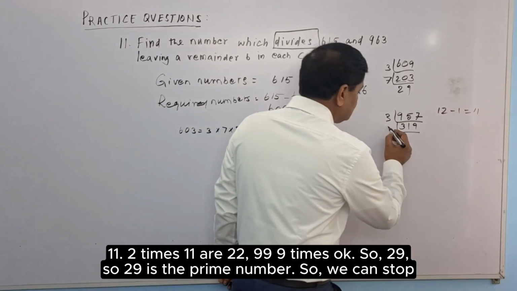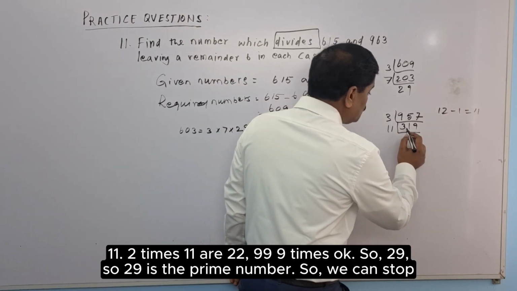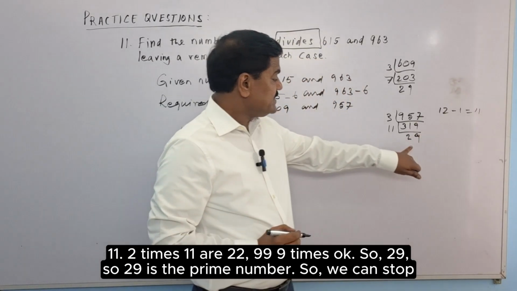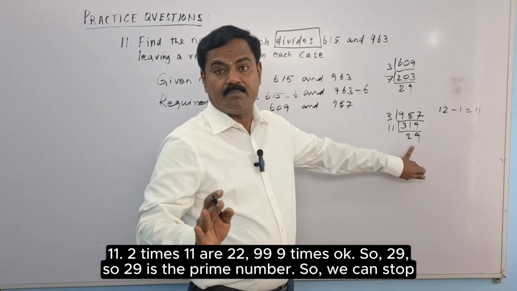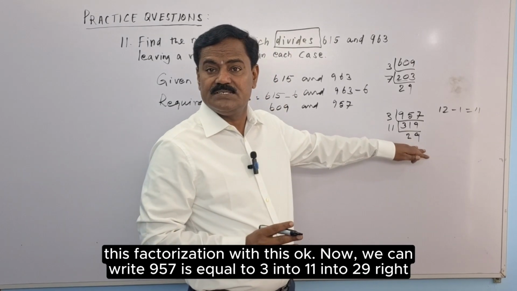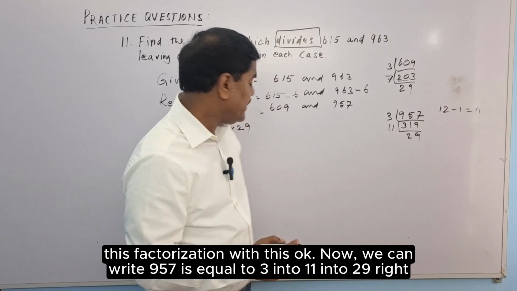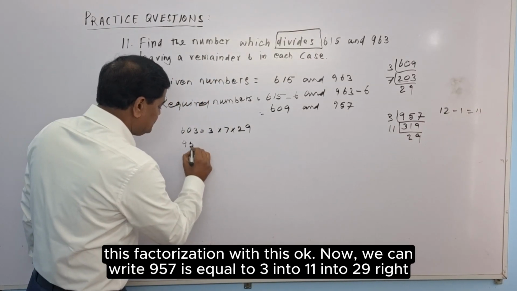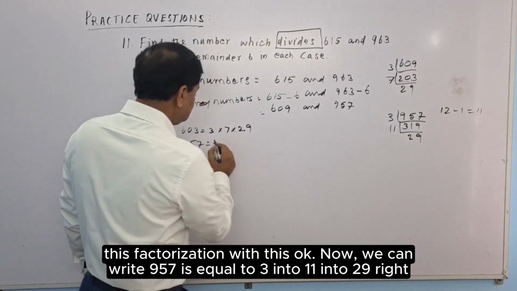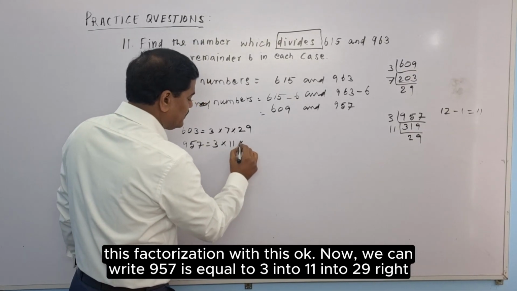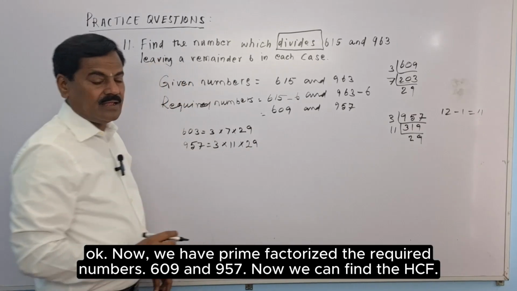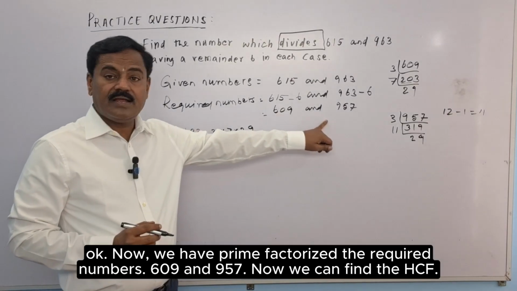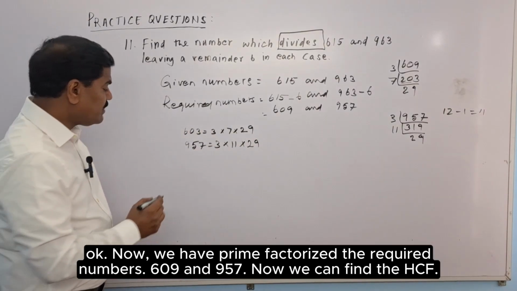Take 11. 2 times 11 is 22, 99, 9 times. So 29. 29 is a prime number, so we can stop the factorization here. Now we can write 957 is equal to 3 into 11 into 29, right? Now we have prime factorized the required numbers 609 and 957. Now we can find the HCF.